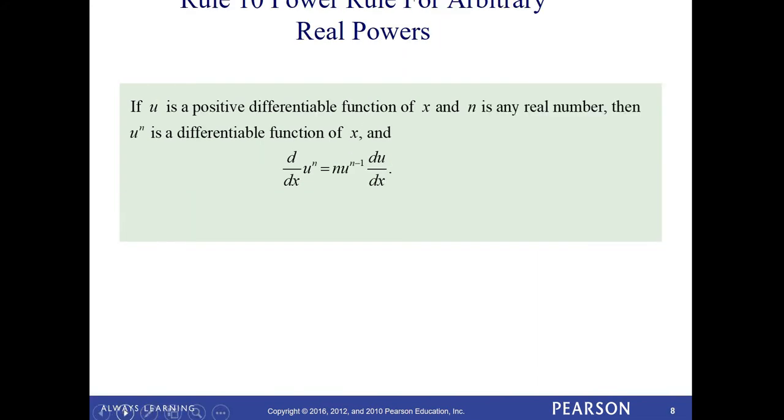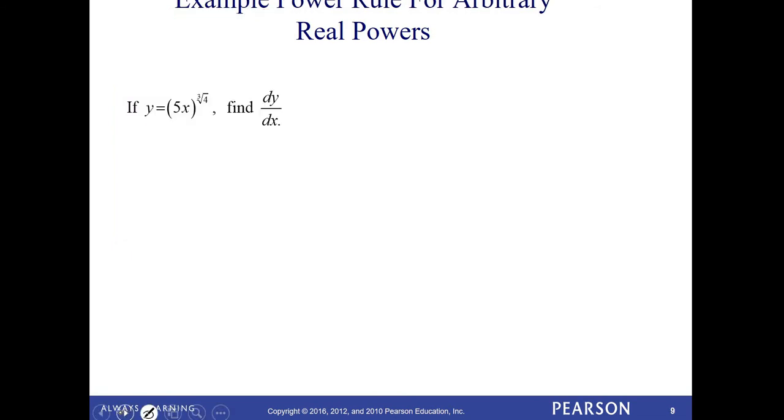And this rule, the top's cut off again. The power rule for arbitrary real powers. They call it rule number 10. The power rule for arbitrary real powers. It's just using our power rule again, but saying that this works for any power, not just integers or rational functions. So let's look at an example.